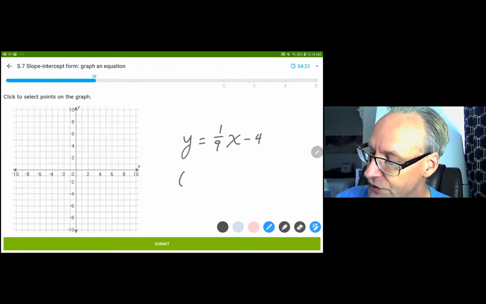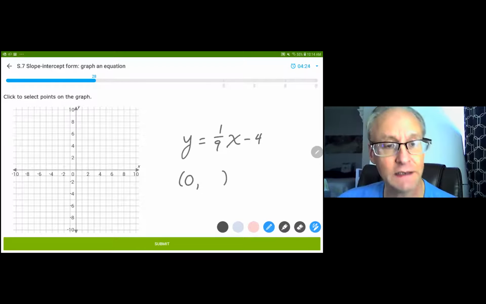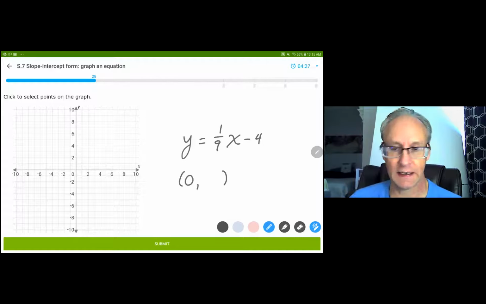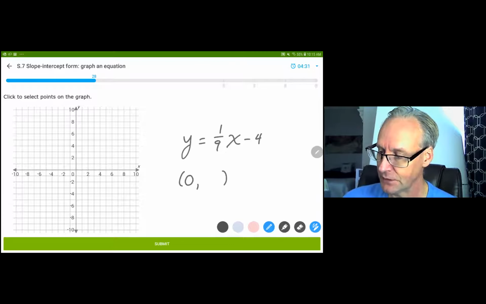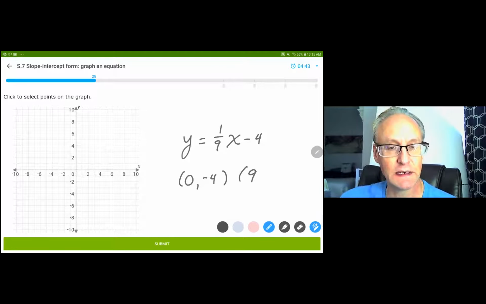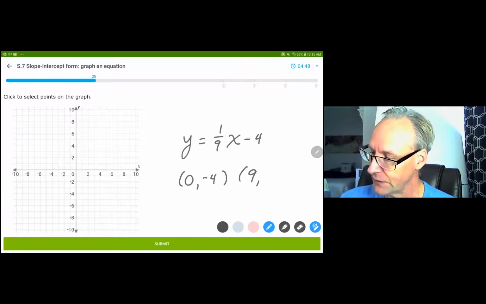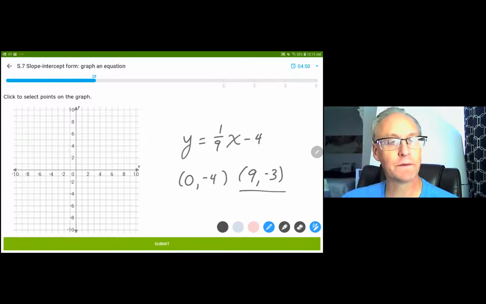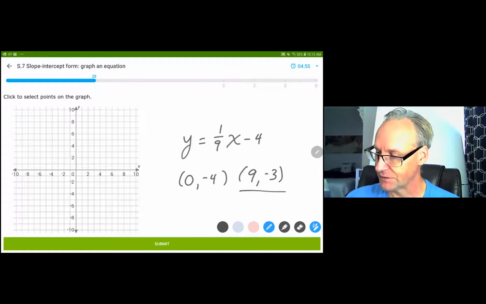But I want to point out that I could, if I wanted to, I don't have to choose 0 for x. I can choose any number I want for x. Now, if I choose 0 for x, then of course, x is 0 and y is equal to negative 4. But look what would happen if I chose, for example, 9 for x. If I substitute 9 into this equation, the 9's cancel out and I get 1 minus 4, which is negative 3. This is another point that's on my graph, and I could just as easily have started at this point instead of this one.